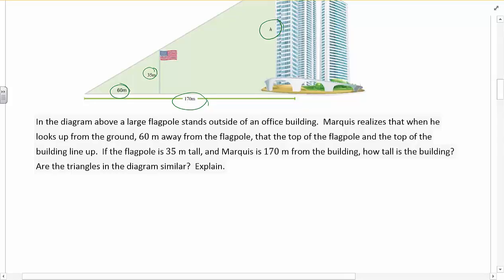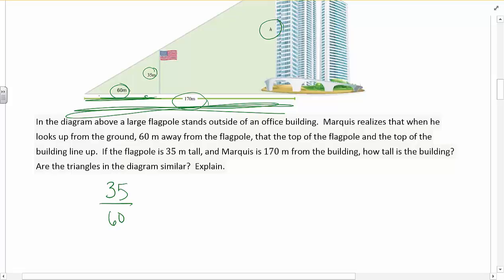So, if I look at something like this, Marquis realizes when he looks up from the ground 60 meters away, I know it isn't a shadow, but it's the same idea, that he has everything that lines up right here. I can just set up a proportion and basically say, let's pretend this is the shadow of the flagpole, that's the shadow of the building, how tall is the building? So the flag to the distance from the flag out is 35 to 60, and the building to its horizontal distance is h to 170.